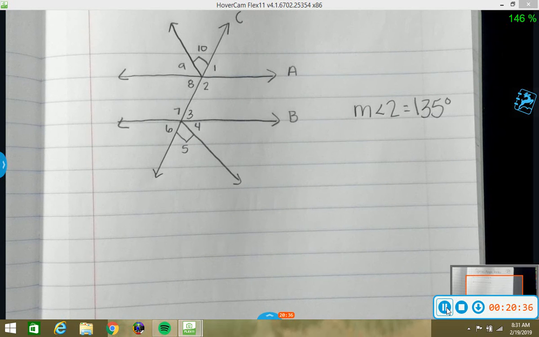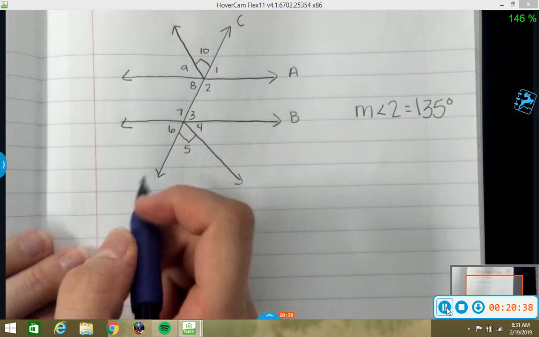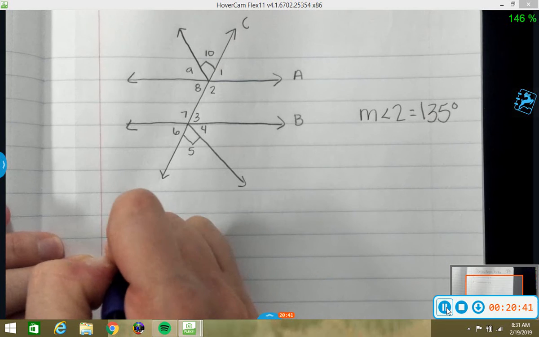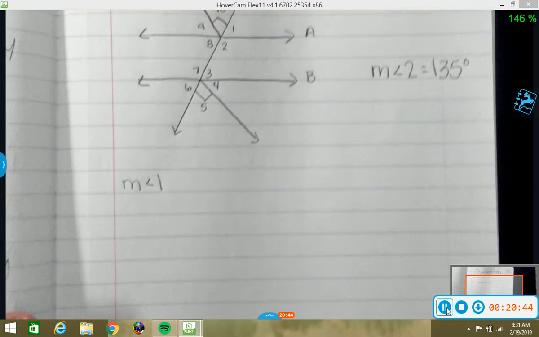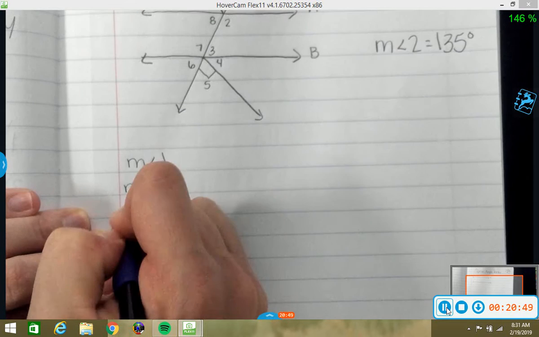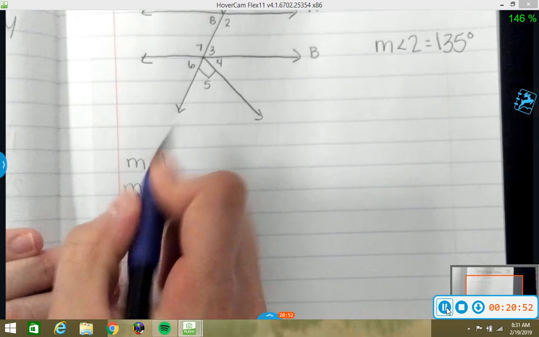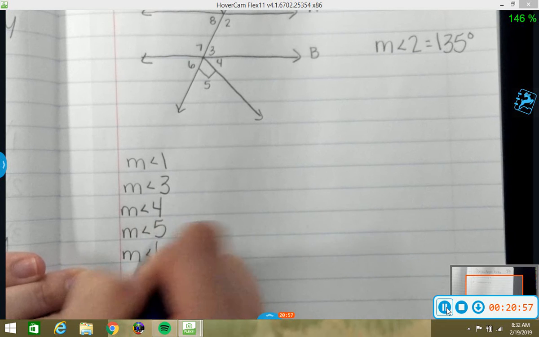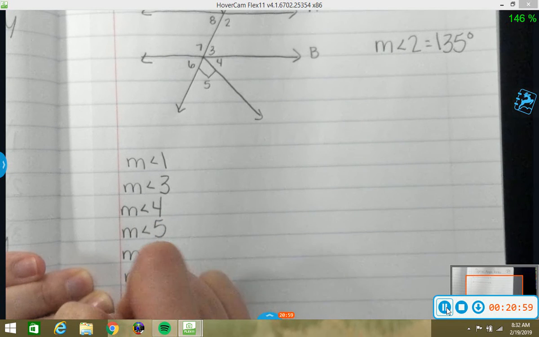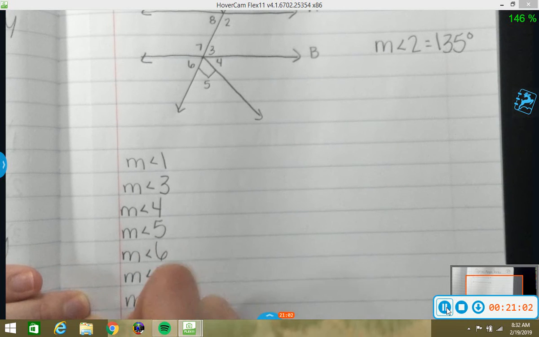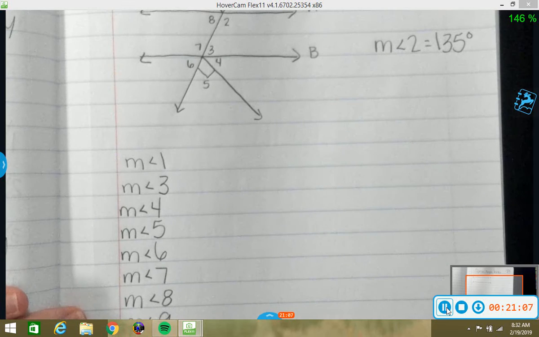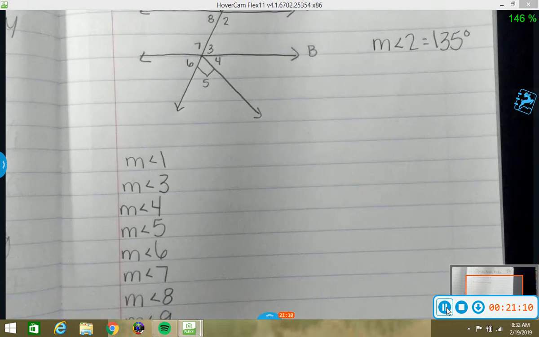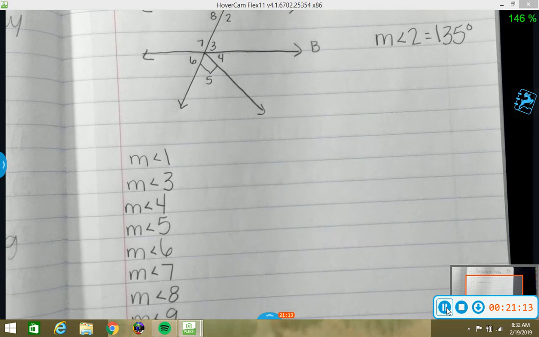Do you want to put it in a list? Yeah, we're going to list them. And you guys will say the measure of angle 1. We don't need to do angle 2 because we already know that one. The measure of angle 3. Measure of angle 4. Measure of angle 5. Measure of angle 6. Measure of angle 7. Measure of angle 8. Measure of angle 9. Measure of angle 10.